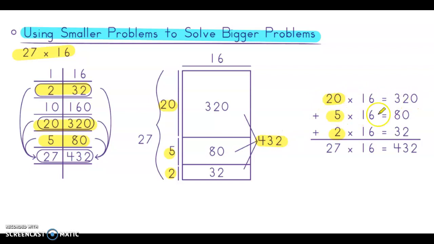Over here, there's just the equations that can track your thinking if the open array is too confusing for you, or if you want it to match. So 20 times 16 got us our 320, which you see in here. 5 times 16 is 80, which you see here. 2 times 16 is 32, which you see here. 20 plus 5 plus 2 gets us our 27. We're multiplying by 16. When we add these up, these should really be shifted over so you can add the ones, the tens, and the hundreds. We get our total of 27 times 16 is 432.